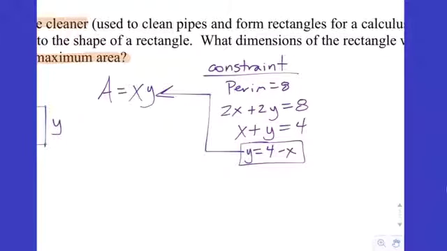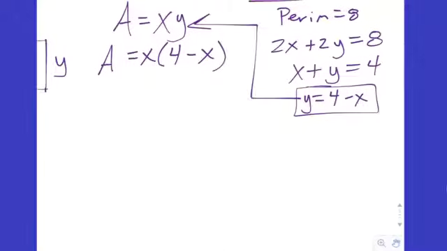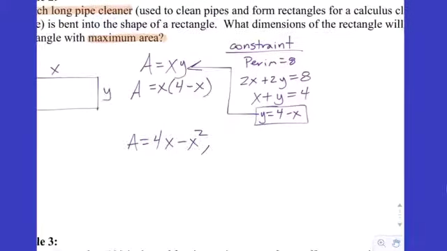So we plug it in over there, and we get the area is going to be x times y, which is now 4 minus x. Congratulations, you got your equation now in terms of a single variable. That's what we want. So now, since we're going to be taking the derivative and finding critical values, let's go ahead and distribute. And now we come up with a relevant domain.